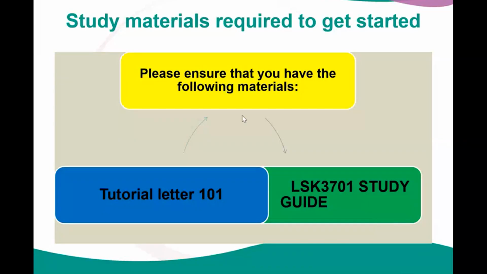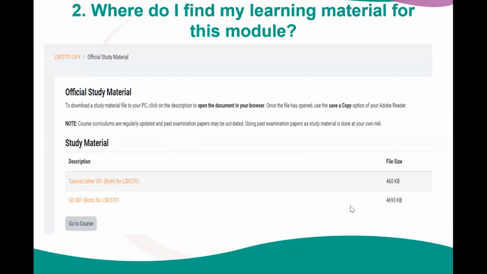Also, I wanted to remind you that I have students emailing which textbook to buy. For this module, you only need your TAT letter 101, and any TAT letters that come through as well. And then your LSK3701 study guide is where all the content for your assignments and exam purposes will be found. So where do you find your learning material? Like I said, under official study material, they both are available there.